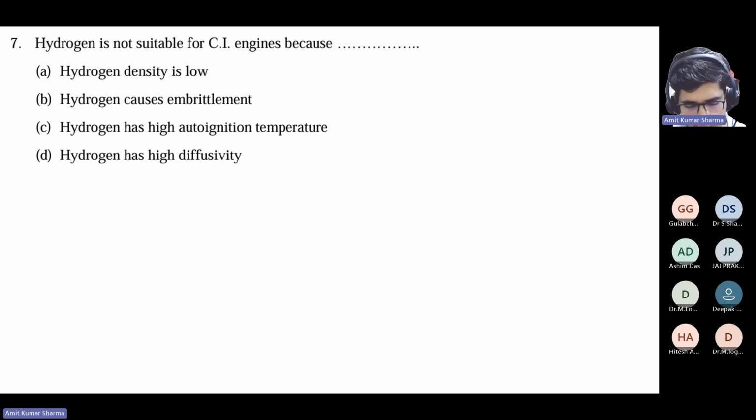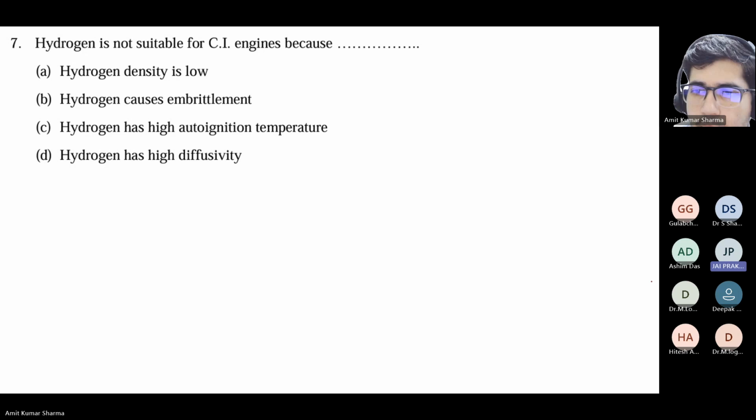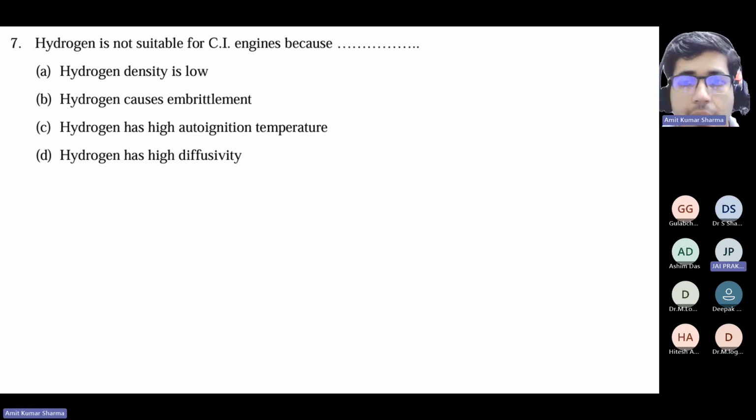And what is the SI engine? Anybody else? What is an SI engine? There is spark ignition in that, where an injector is used and a spark plug is used. Where is the injector used? Injector is used in diesel engines. Yeah, diesel engine.